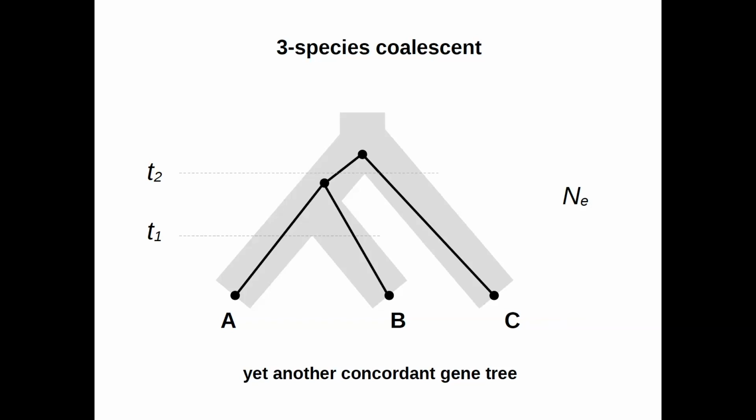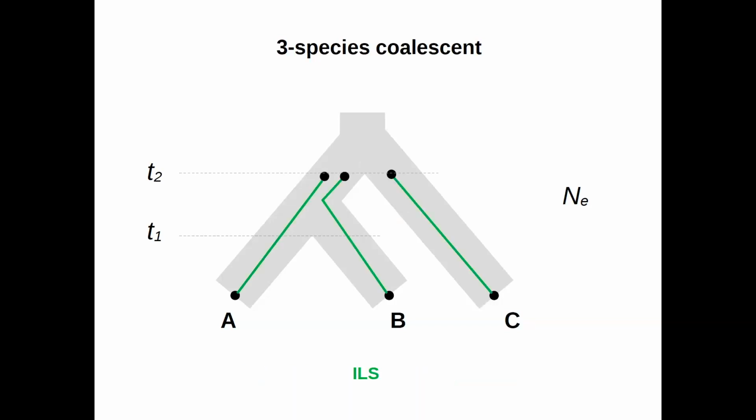Okay, this was for the normal situation. Now, an interesting situation happens if, for some reason, the A and B lineages haven't yet coalesced at time T2. But that's a possibility. Coalescence is stochastic. You have some probability to coalesce at every time point. You might well not have coalesced until T2. This is the definition of ILS.